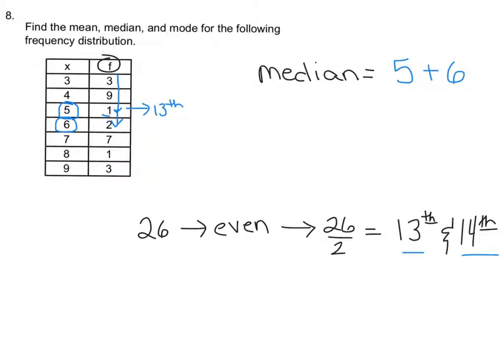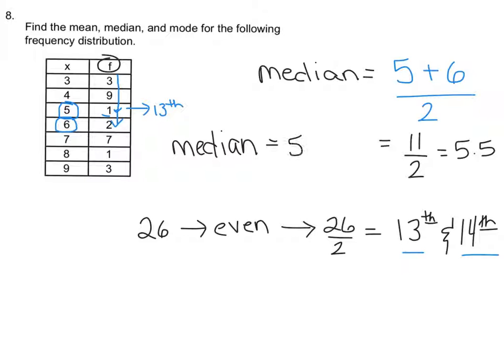Now that I've found my x values that are in the 13th and 14th position, I'm going to take those values, add them together, and divide by 2, because I want to find the average of the middle terms. 5 plus 6 is 11, and 11 divided by 2 gives me 5.5. So the answer for the median is 5.5.